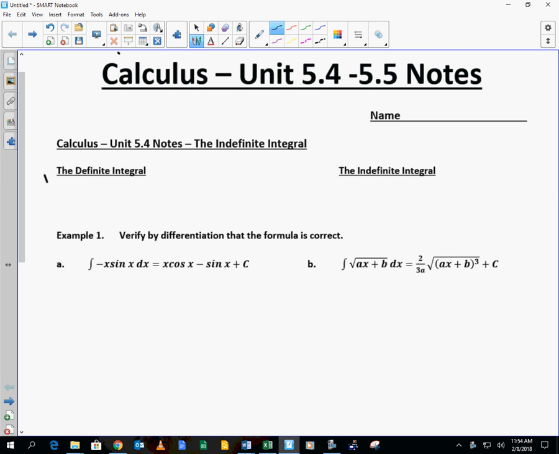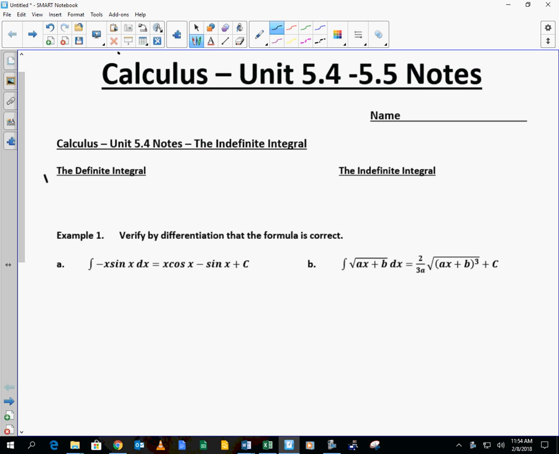Here we start. We just have two sections, 5.4 and 5.5. This will be challenging. You are capable. You are capable of doing very well with it. It may require a lot of diligence. It may require you to ask some questions.